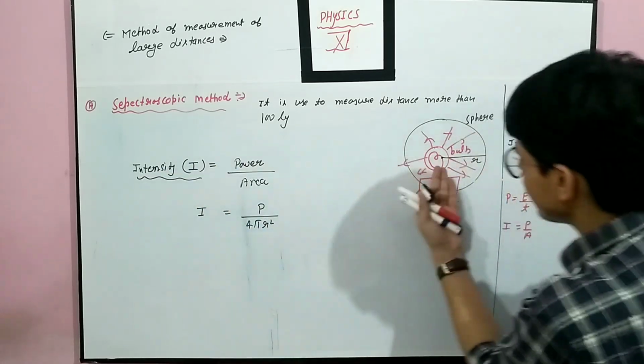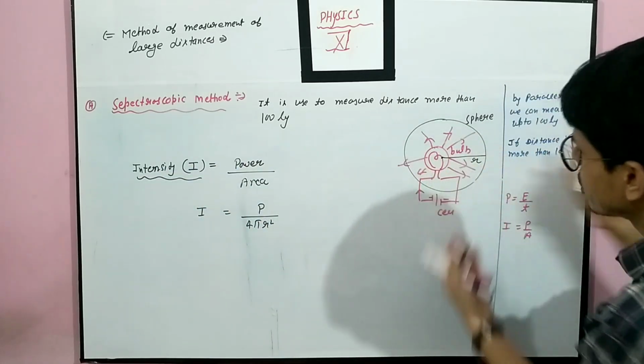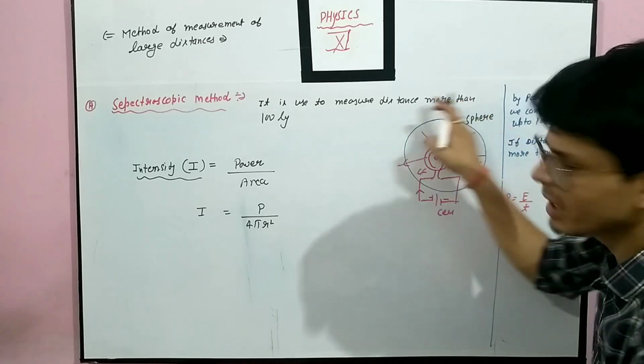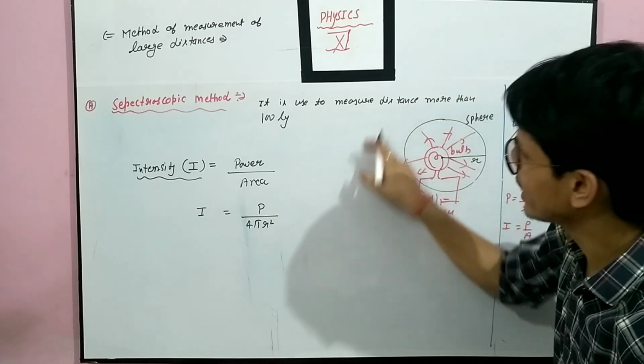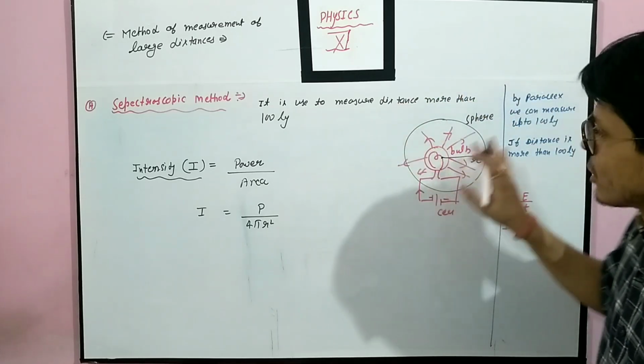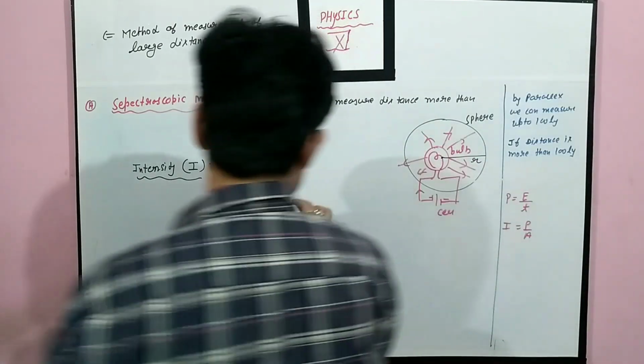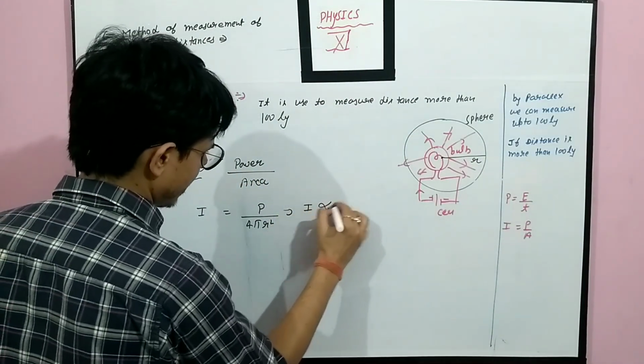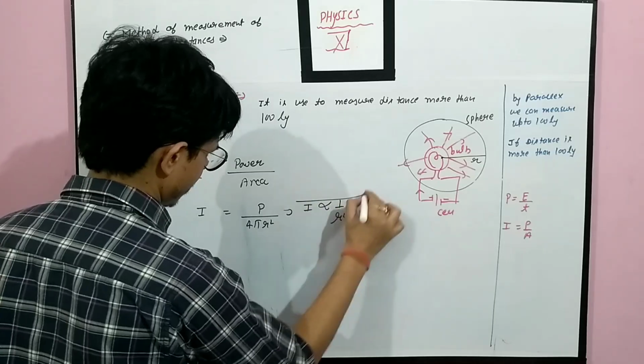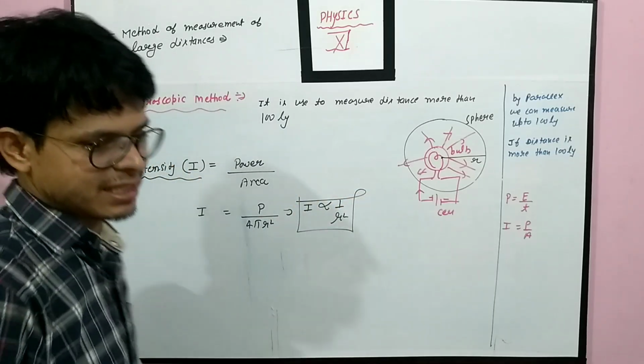If I want to find out the intensity of this bulb, I will make a sphere around the bulb in that region. If I go outside it, I will make another sphere. Let the power of this bulb be P upon area, so we come to know that I depends inversely on r square. r is the distance.